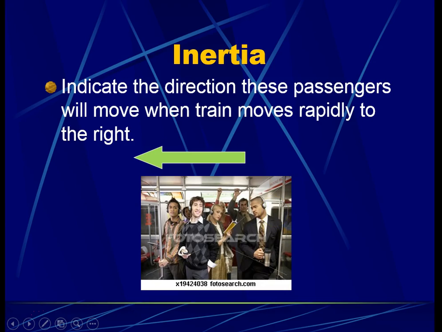The reason for this is simply because of inertia. You are originally at rest, and you are very reluctant to start moving. So when the MRT carriage starts to move to the right very quickly, you find yourself leaning or moving towards the left. That is because your whole body will try to remain at its original state of motion, which is at rest.